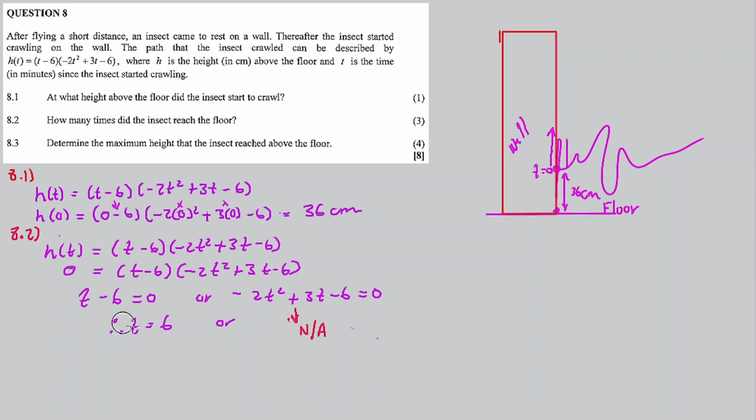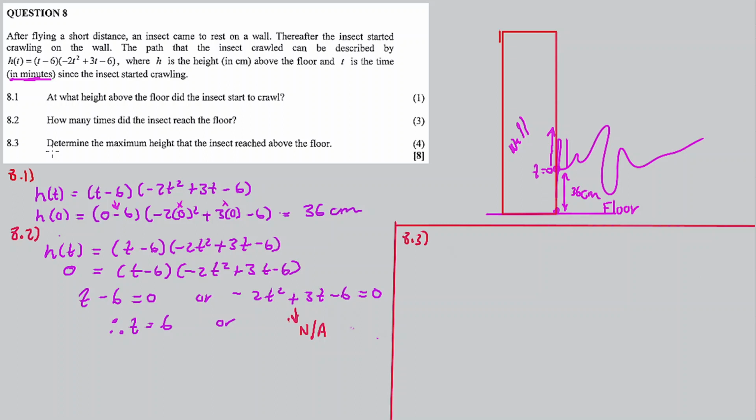So the solution is now t equal to 6 only. So after 6 minutes, not 6 seconds, man. After 6 minutes, our insect touches the floor. It goes back to the floor. It reaches the floor. Now 8.3.